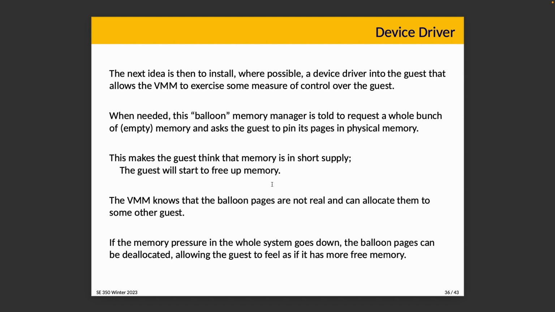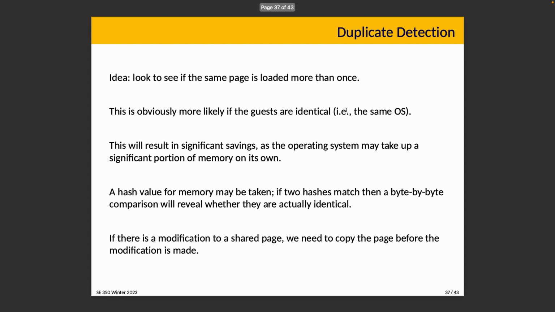The virtual machine manager knows that the actual memory that is requested is not real, and it can treat it as if it's empty, and that being the case, it does allow allocating that memory to other guests. And when memory pressure is lower, the balloon pages can be deallocated, allowing the guest to feel as if it has free memory. So it's kind of like putting memory pressure on the guest to encourage the behavior that you want. Is it always going to work? Maybe. It's kind of interesting.